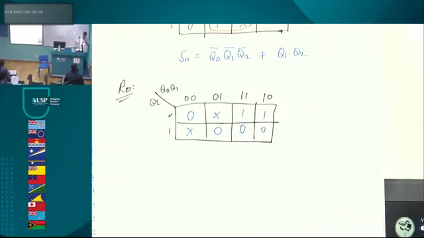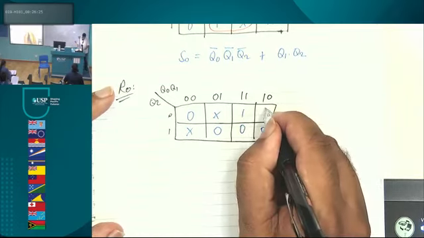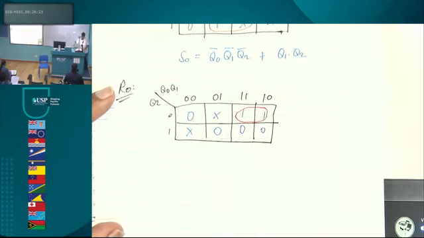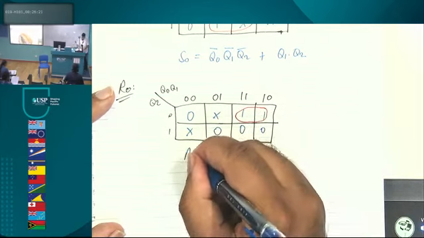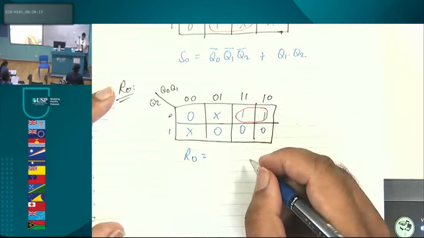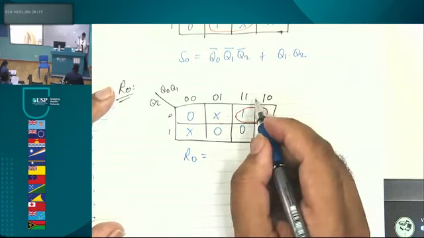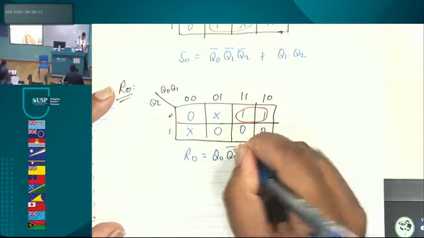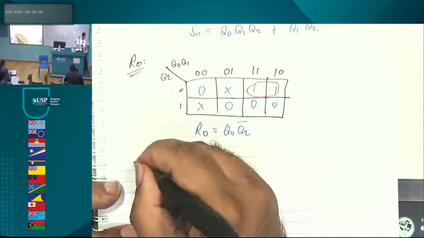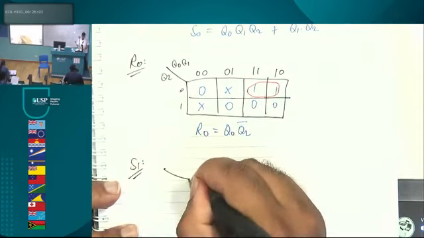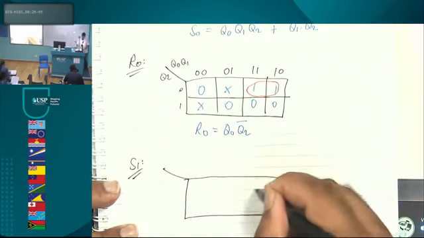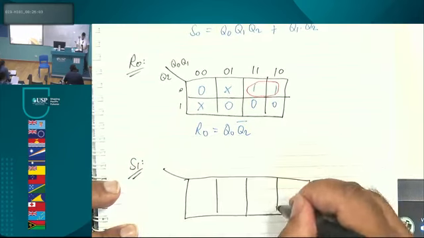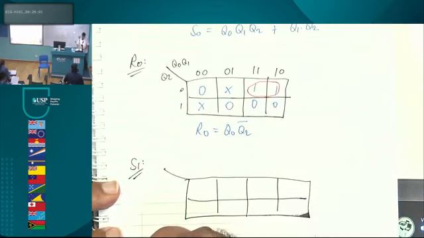Any groups, any possible groups? Oh, only this guy, right? So what can we say? We can say that R0 is equal to Q0, Q2 bar. All right, let's do the next one. S1. R1.